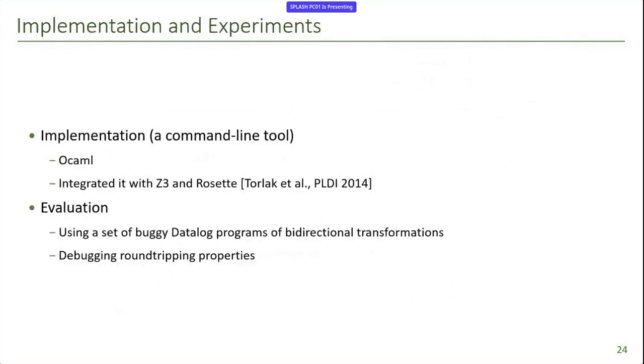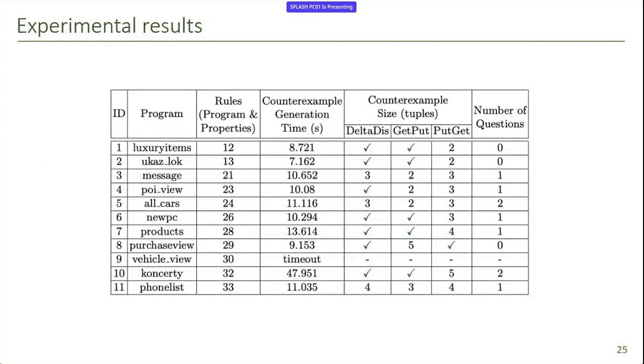So we have implemented our framework, and it has a command line interface. It is integrated with the Z3 and the Z framework for symbolic constraint solvers. And we also evaluate our method by using several buggy programs, bidirectional transformations. And the main properties we are using here is round-tripping properties, as I mentioned before. And the results show that many buggy programs can be debugged, and the counterexamples for the programs can be generated.